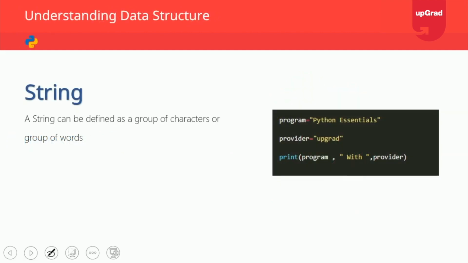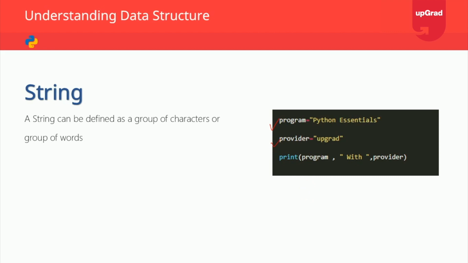Now let us talk about the most important data structure from the primitive category, which is string. What is a string basically? A string is defined as a group of characters. You can see an example of a string here called program. This program is a group of characters, or a set of characters. It says Python essentials. Similarly, we have another variable here, provider, which is upGrad. So if I print this statement in Python, if I say program with provider, it is going to print Python essentials with upGrad.